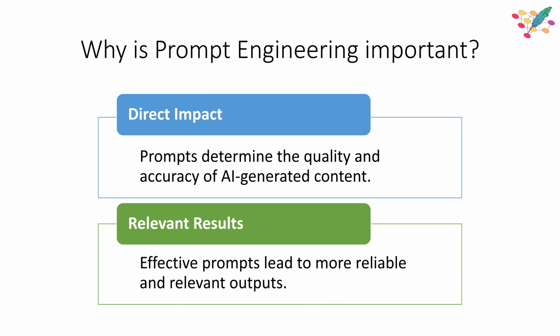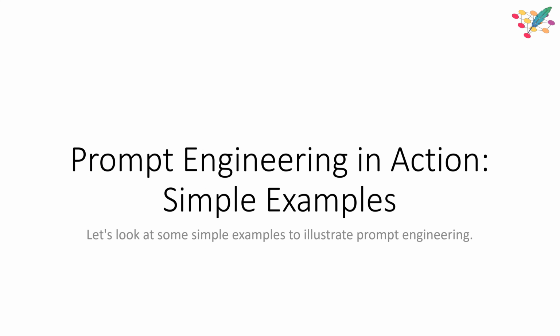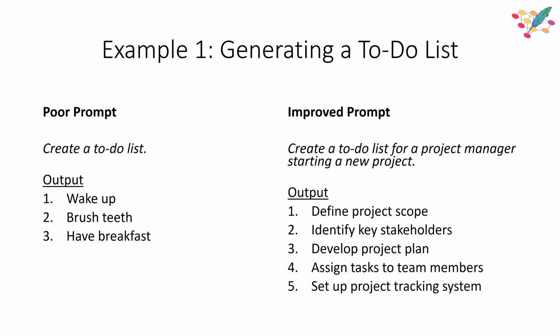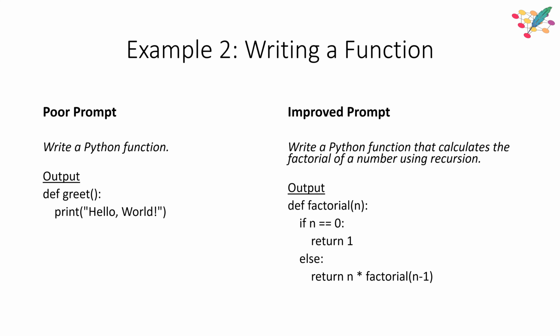Prompt engineering has a direct impact on the quality and accuracy of AI-generated content. Effective prompts lead to more reliable and relevant outputs. Let's dive into some simple examples to see prompt engineering in action. See the difference? The improved prompt provides context, resulting in a more relevant output. Again, the improved prompt specifies what kind of function to write, leading to a more useful output.